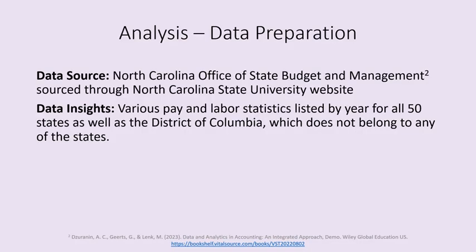Now we turn to letter A of the MOSAIC process, analysis. In our research for a data set, we pulled information from the North Carolina Office of State Budget and Management. This comprehensive data set included comparative data for each of the 50 states as well as the District of Columbia. Next, we will take a look at a three-step process to prepare the data called ETL.